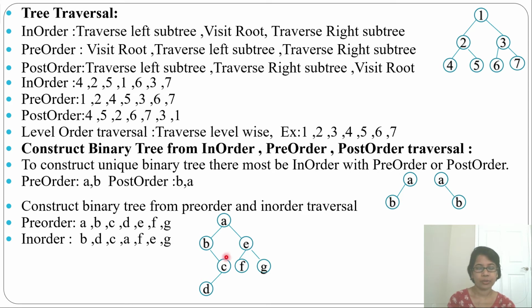So now what will be the post-order for this? Post-order will be left, right, root. So we go to the left. Here the left part is not given, so we go to the right part. Here this is D, C, B, so we covered the left subtree. Then we go to the right, that is F, G, E, A. So that will be your post-order: D, C, B, F, G, E, A.